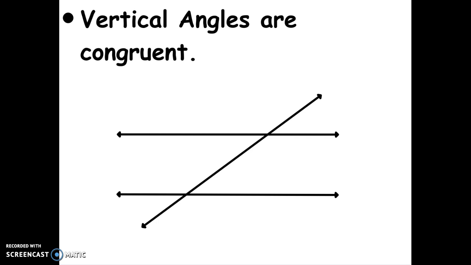Vertical angles are also congruent. Vertical angles are angles that are across from each other. So the angle that's vertical to this one is right here. You see how they're across from each other. The other vertical angles are here and here, here and here, and here and here. These are vertical angles.